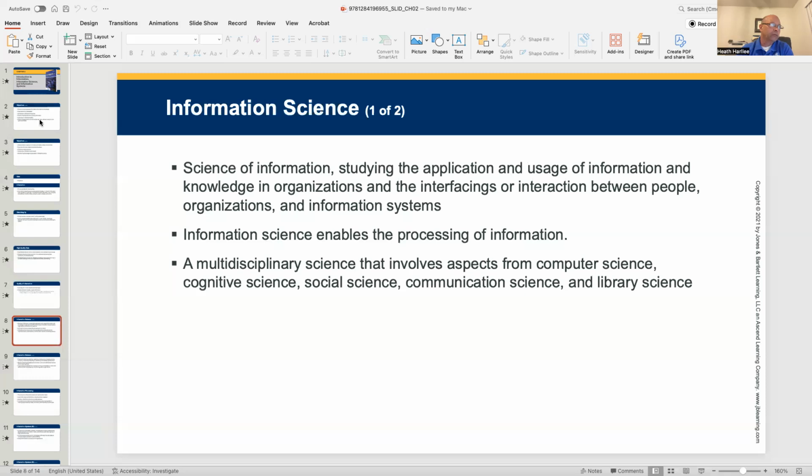Information science is the study, application, and usage of information and knowledge in organizations, and the interfacing or interaction between people, organizations, and information systems. Information science enables the processing of information. It is a multidisciplinary science that involves aspects from computer science, cognitive science, social science, communication science, and library science. And when we combine all those subcategories, we come up with one big one called information science.